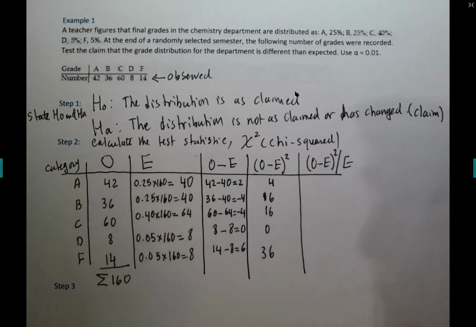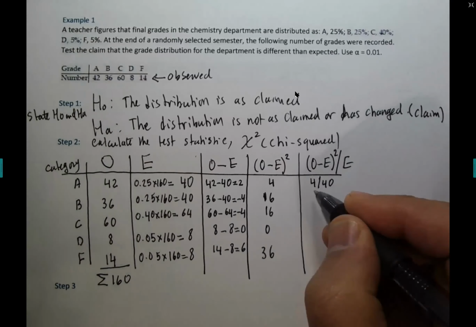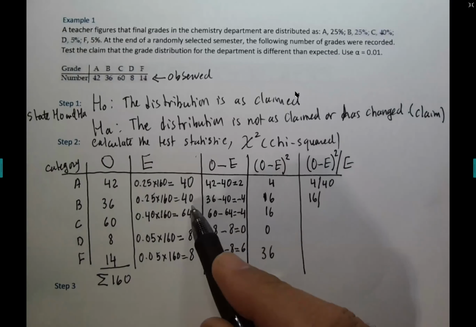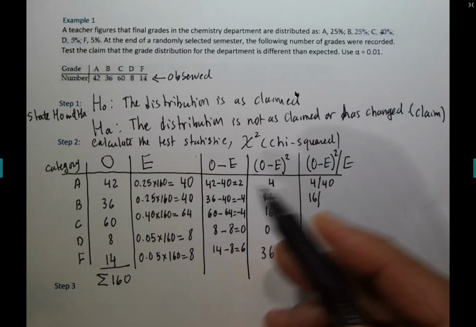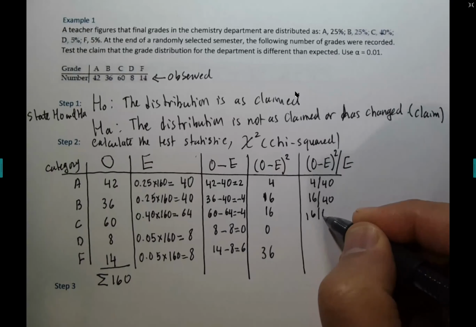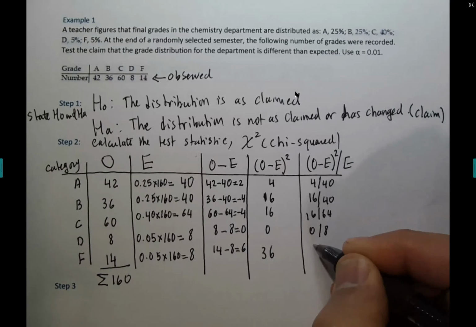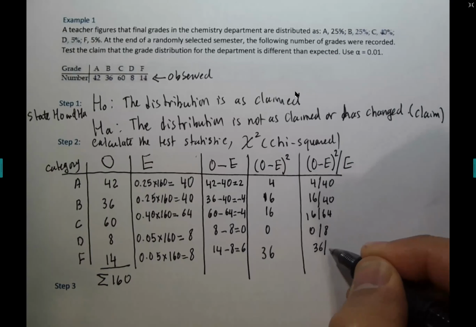So that will be 4 divided by what? 40. And what would be the next one? 16 divided by what, guys? Can you tell me? 40. And this one, 16 divided by 64. 0 divided by 8. And 36 divided by 8.